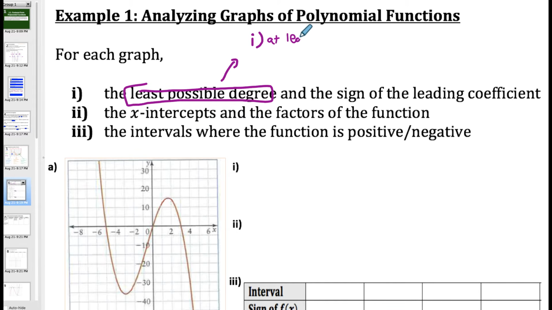At least equal to the sum of the orders of the x-intercepts. Second thing, it has to be at least 1 more than the number of turning points.